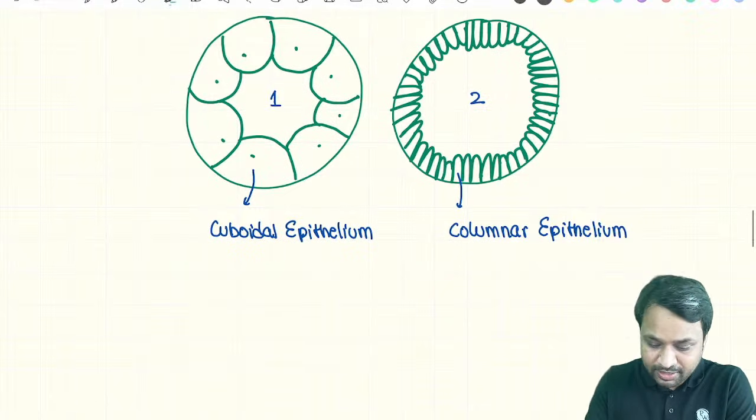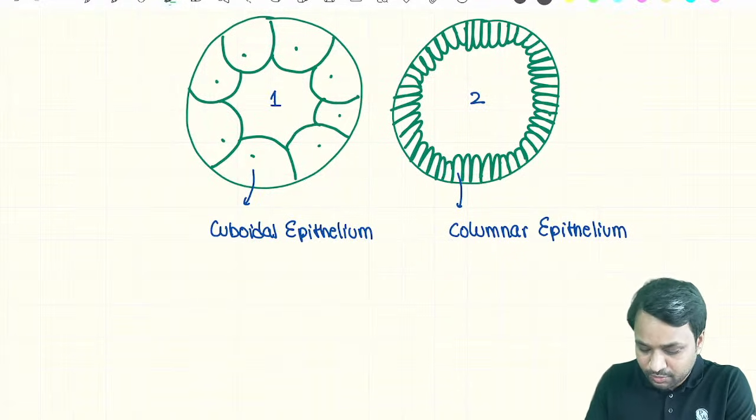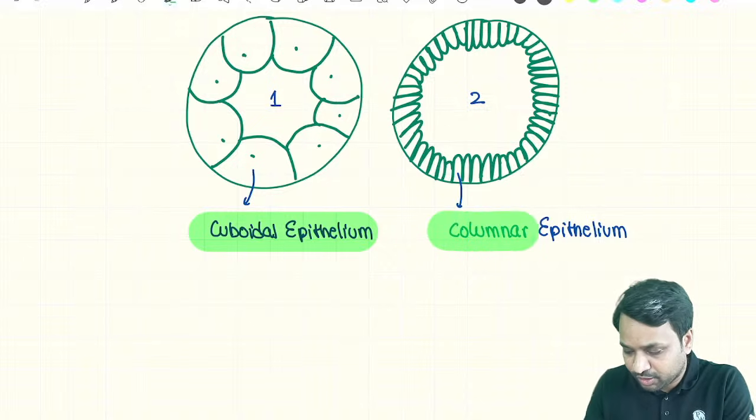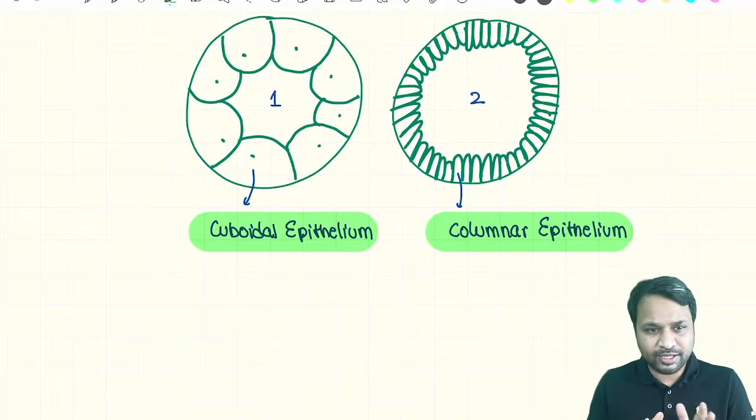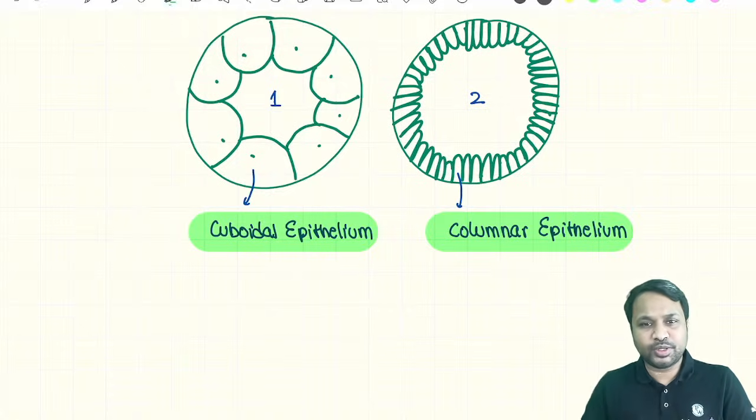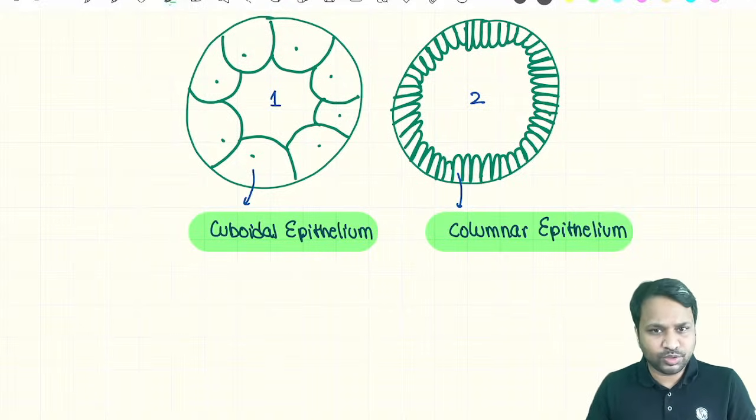Now the question that I've asked you is, out of these two, which one do you think is an active follicle and which one do you think is a dormant follicle? So you have to pick between 1 and 2, right? Which one do you think is an active follicle and which one do you think is a dormant follicle?